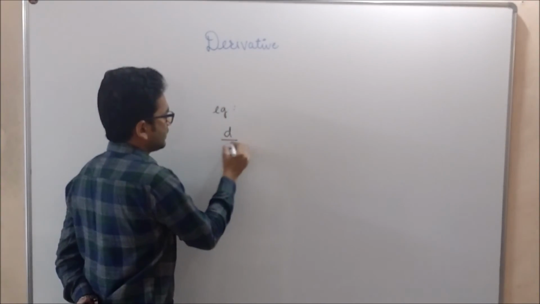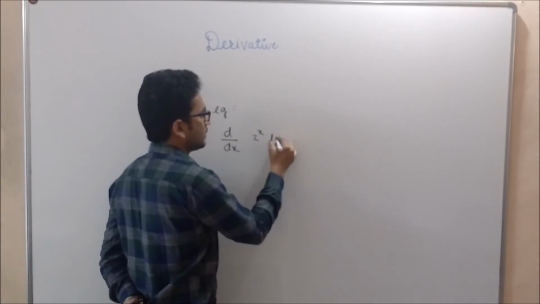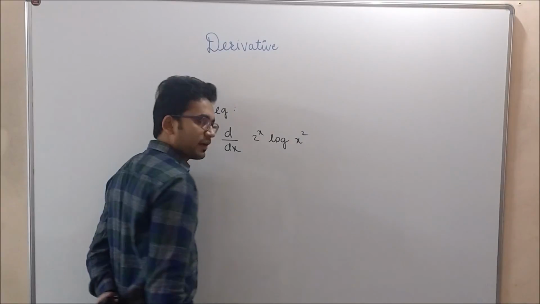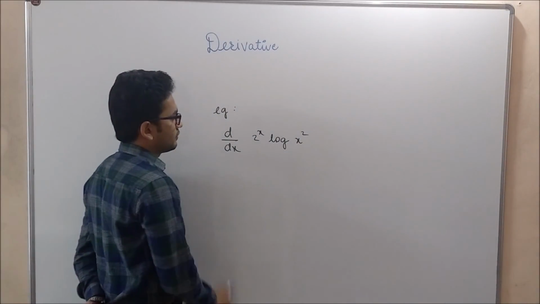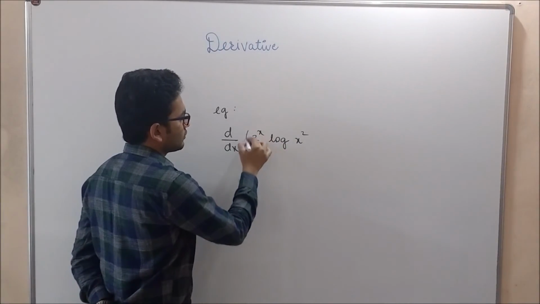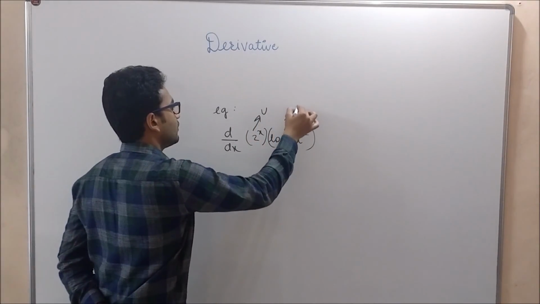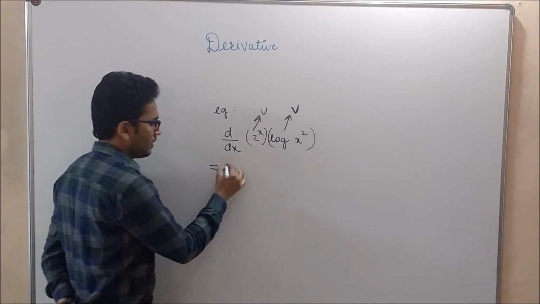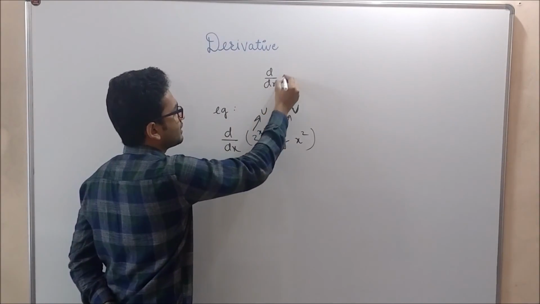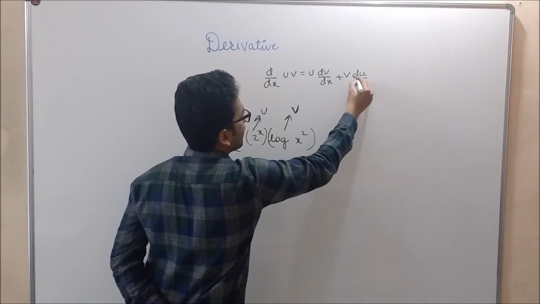Example, derivative of 2 raised to x log x square. Okay, so to solve this, again there are two parts, 2 raised to x into log of x square. So these two terms are in multiplication, so again we can use the same formula, u into v. The form is u into v. So let's start the derivative. Formula for derivative of u into v, you must learn this. u into v is u derivative of v plus v derivative of u.